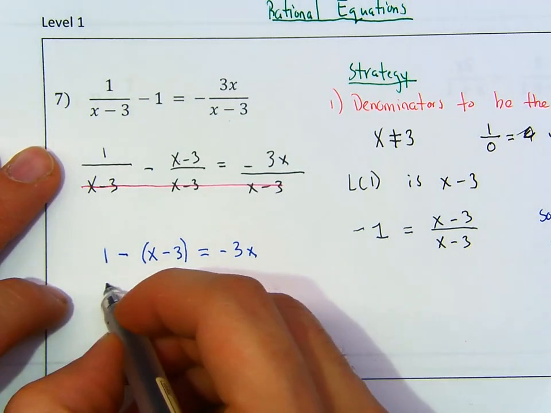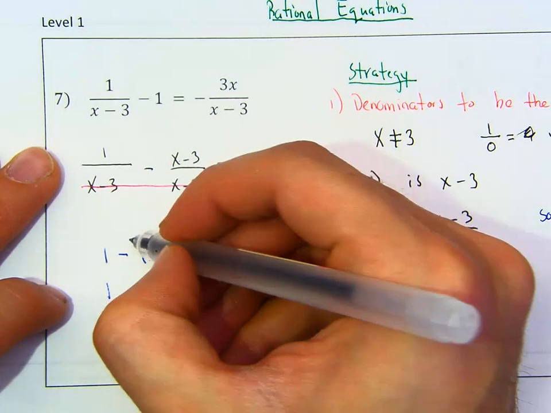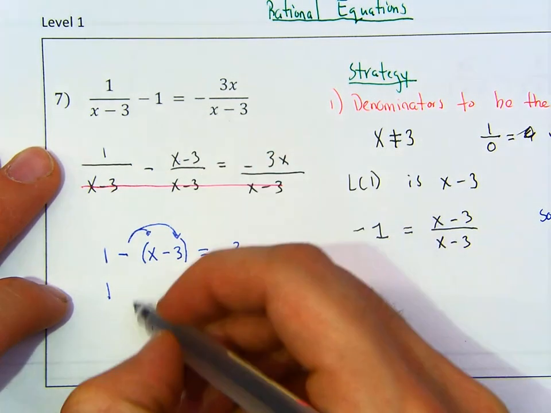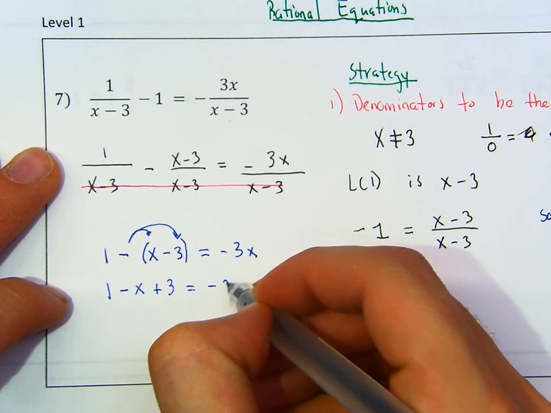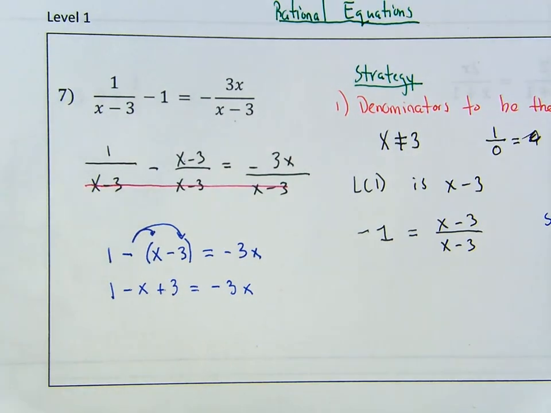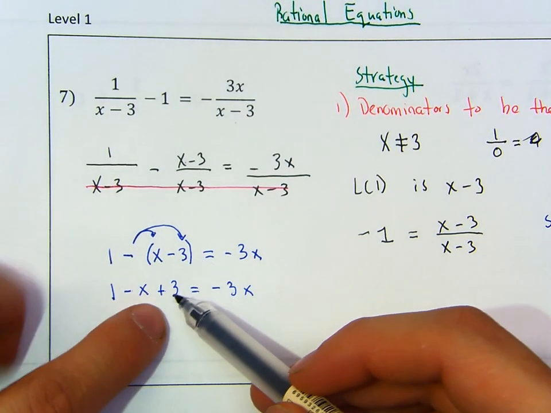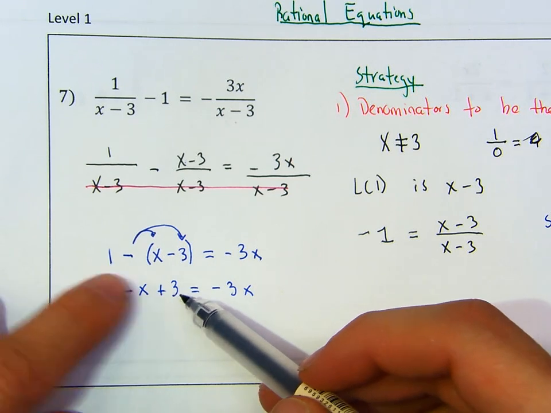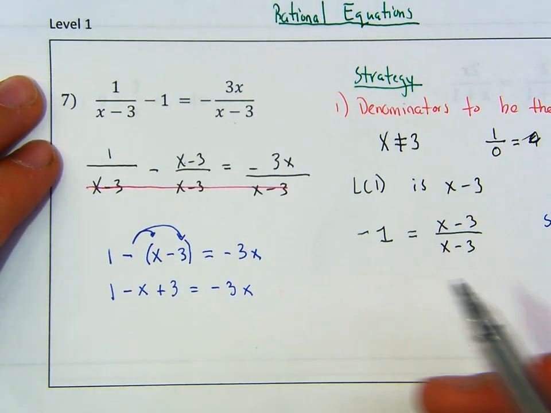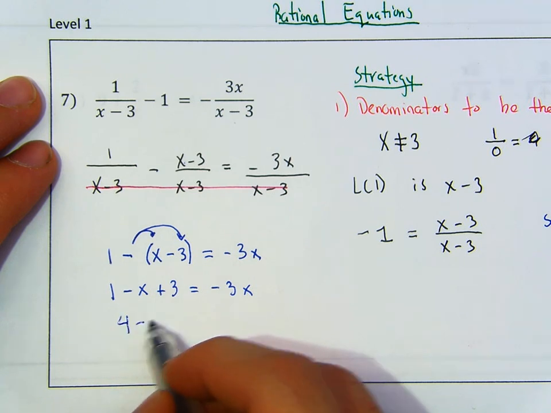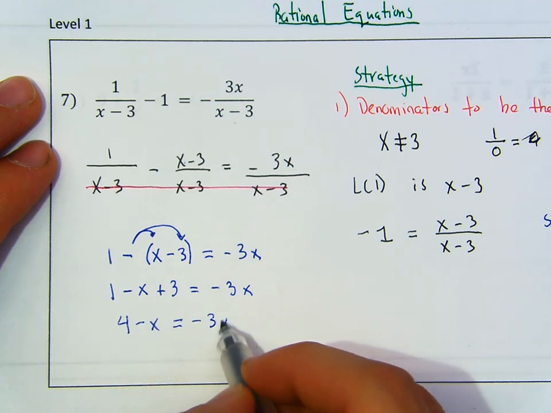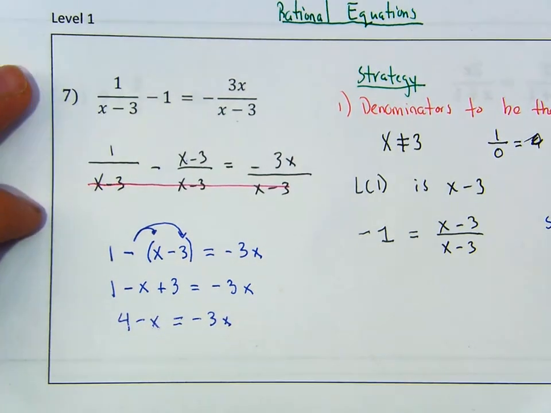Well, this becomes 1. Now we need to distribute the negative, right? So this becomes negative x plus 3 equals negative 3x. You see, if you didn't have the parentheses, then this would have been negative 3, and this would have been incorrect. Okay? So how do you get x by itself over here? Well, okay, let's combine terms. So this is 4 minus x equals negative 3x. Then what do you do over here?